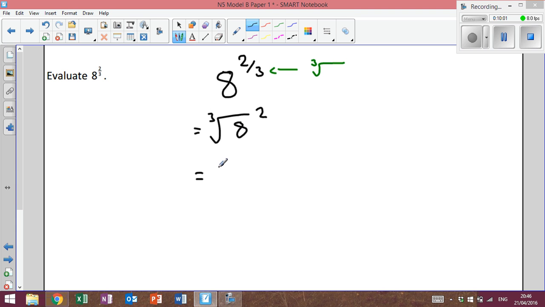Okay, the cubed root of 8 is 2 because 2 cubed gives you 8. So 2 squared is 4. If you can remember this one bit of information, you'll have no problem with this. So 1 mark for there, 1 mark for the 2, and then 1 mark for the 4.